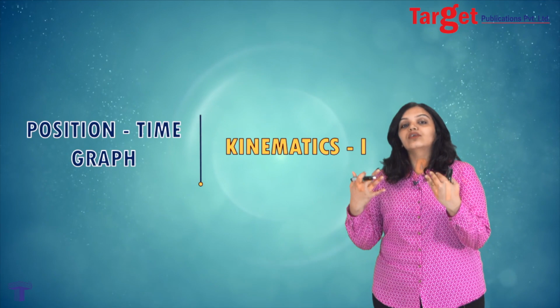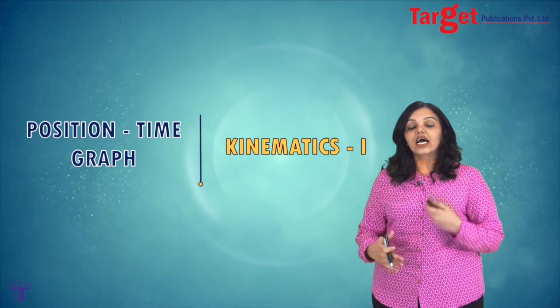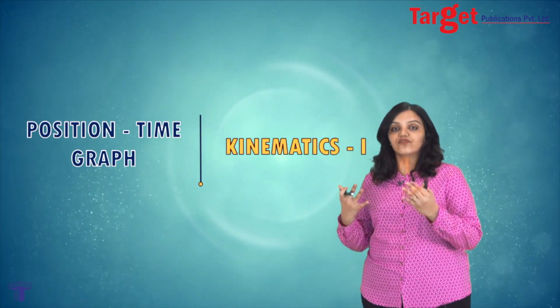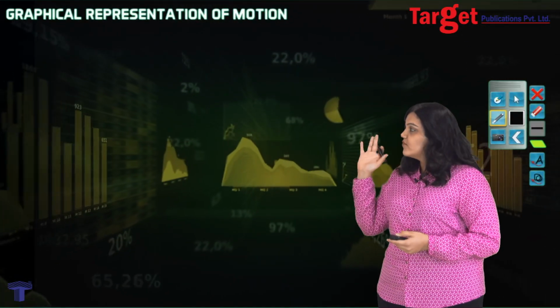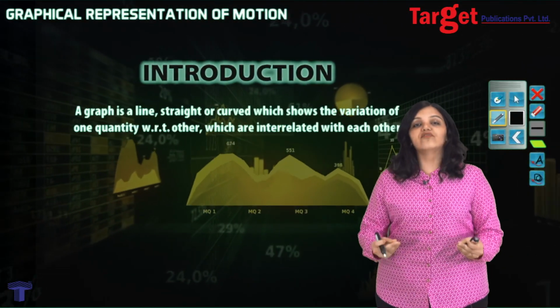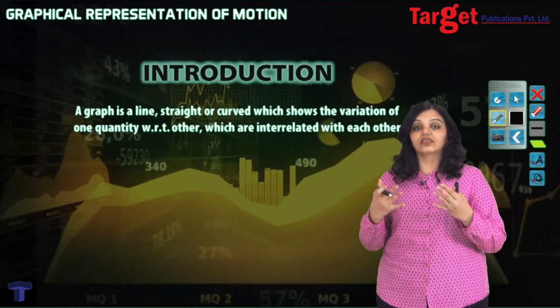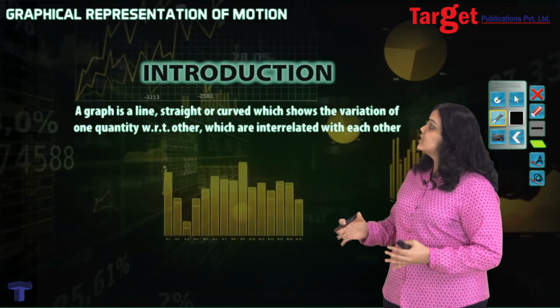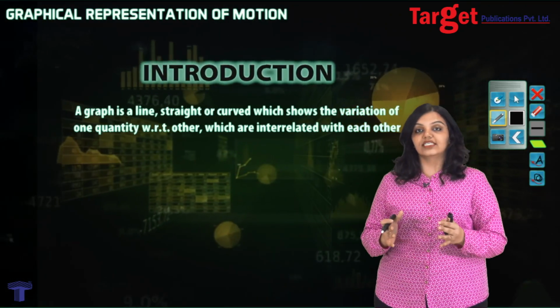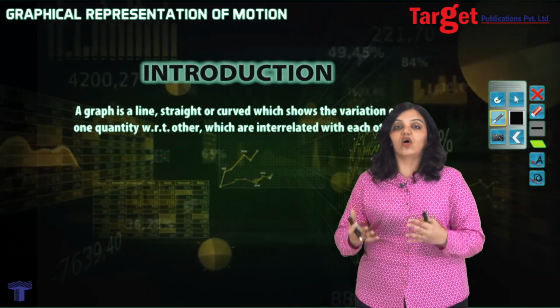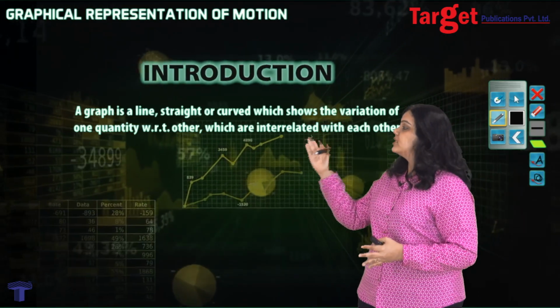But before I move on to explaining these types of graphs, I want to revise certain properties of graphs. So let's first ask the question, what exactly is a graph? Very briefly speaking, a graph is a line. It could be a straight or a curved line, and this line is drawn to represent the relationship between two quantities. That is, what is the variation of one quantity with respect to the other.